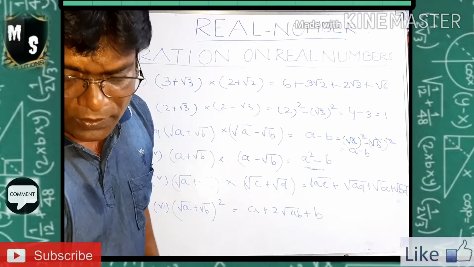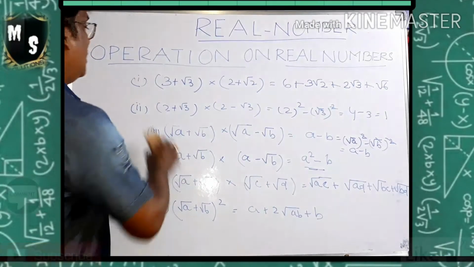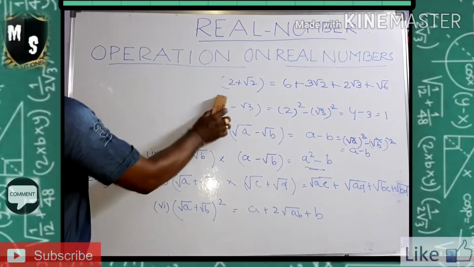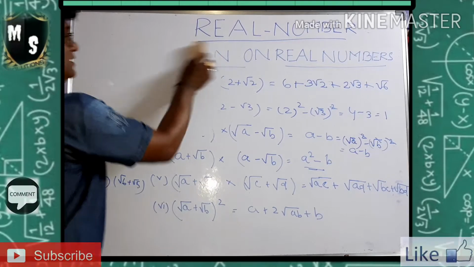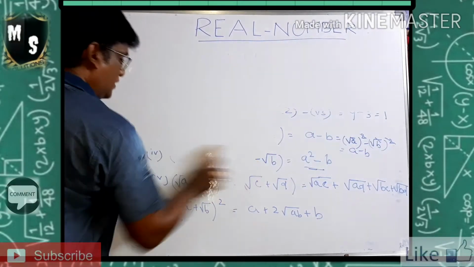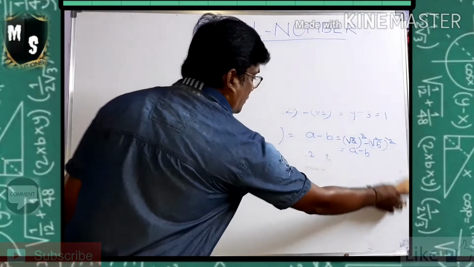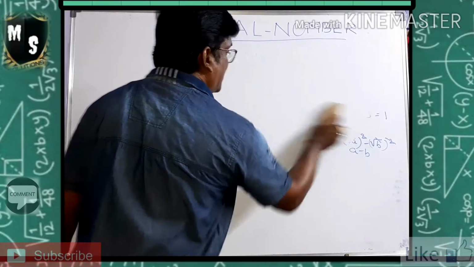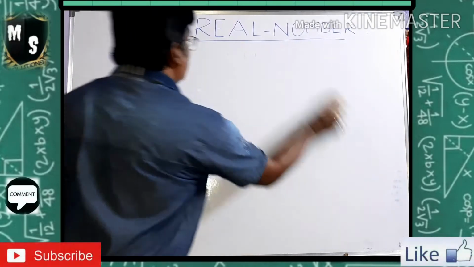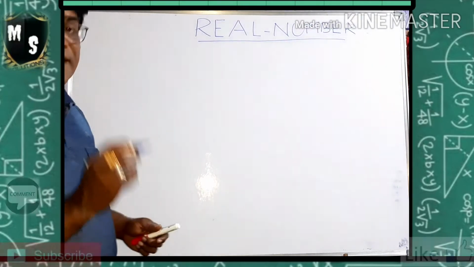Now we are going for the next part. That is the most important part of your real number. That is called as rationalization of denominators. So what is rationalization of denominators? Now I am going to explain it. Try to listen to it carefully. What is rationalizing a denominator?